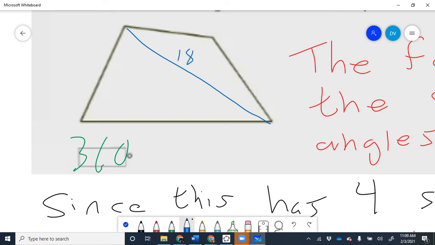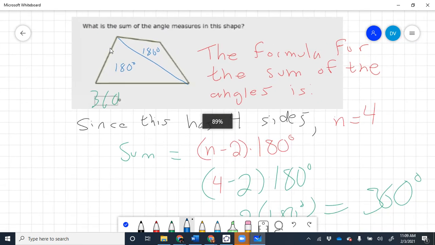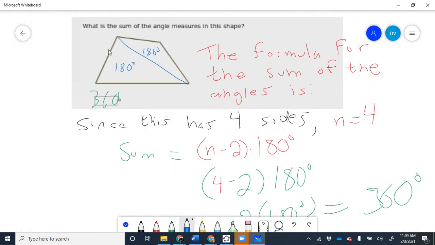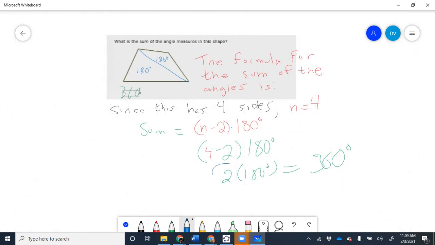And how many degrees in each triangle? Doesn't this triangle have 180 degrees, and so does this triangle? So we would multiply 180 times 2. Your question was, why is n equals 4? Because there are 4 sides. So we got 4 minus 2. That's how we got this number right here, 2 triangles.